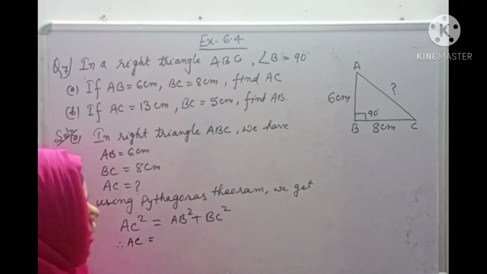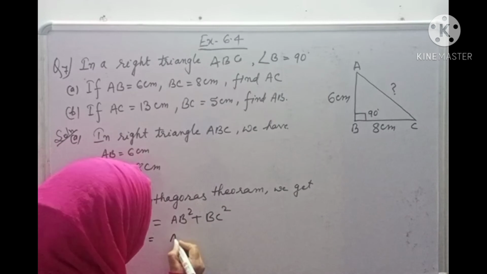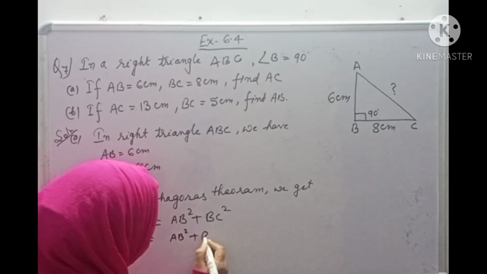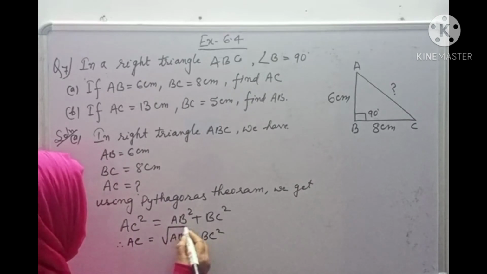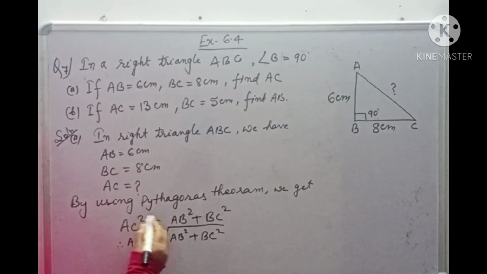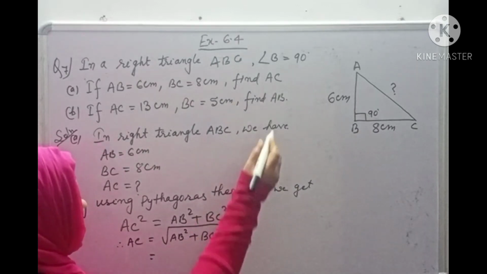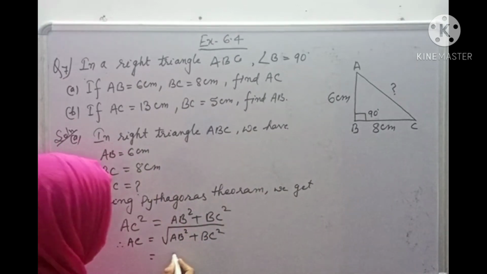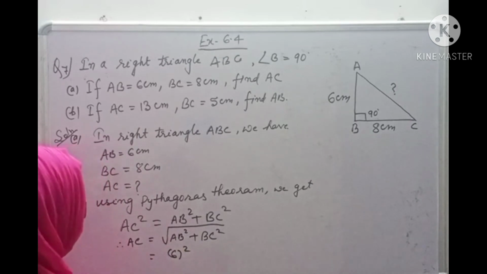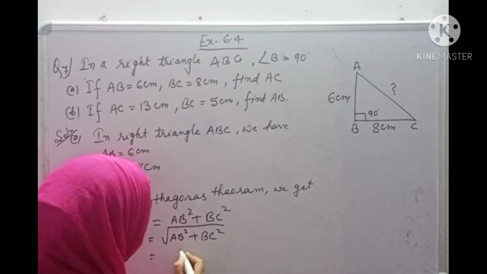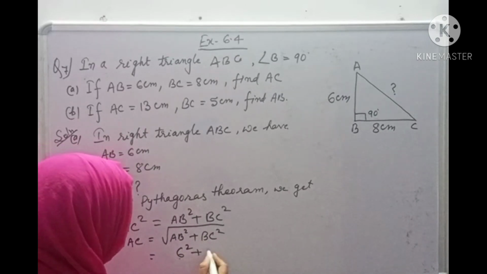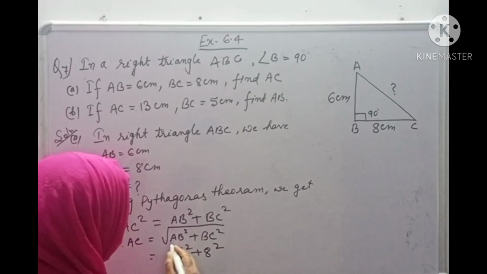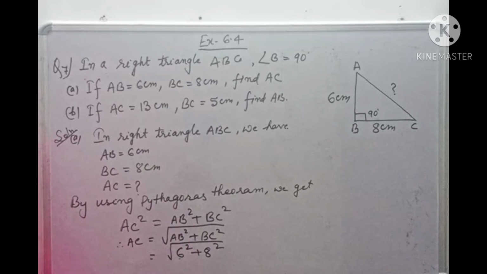We have to find only AC. So AC is equal to the square root of AB square plus BC square. Removing the square, it comes under the root. Now look here. What is AB here? AB is 6, so write down here 6 square. What is BC? 8. So 8 square, then under root. Got it?